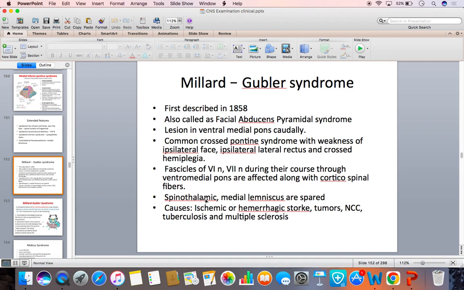It has only three components. It does not result in horizontal gaze paralysis. Okay, so this is the Millard-Gubler syndrome with three important features: contralateral spastic hemiplegia and ipsilateral total facial paralysis, along with the abducens paralysis. There is no involvement of the horizontal gaze. So this is the difference between the Foville and the Millard-Gubler syndromes.